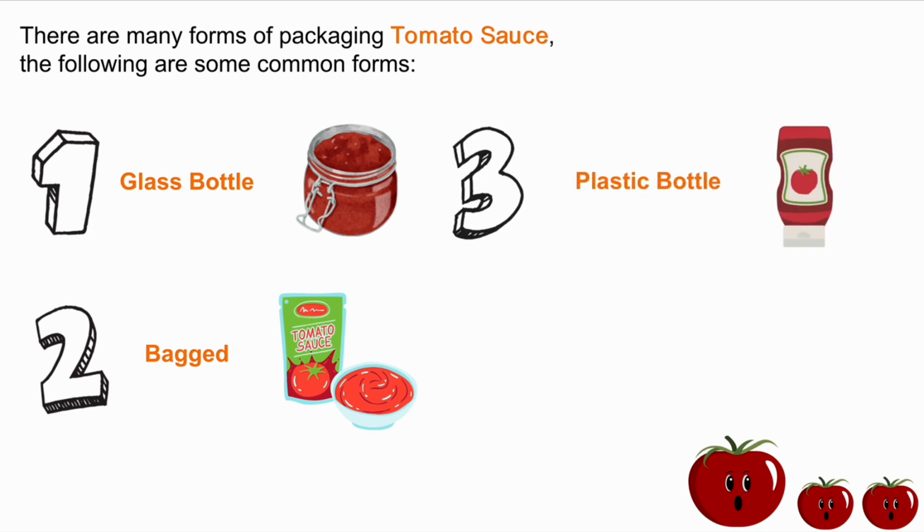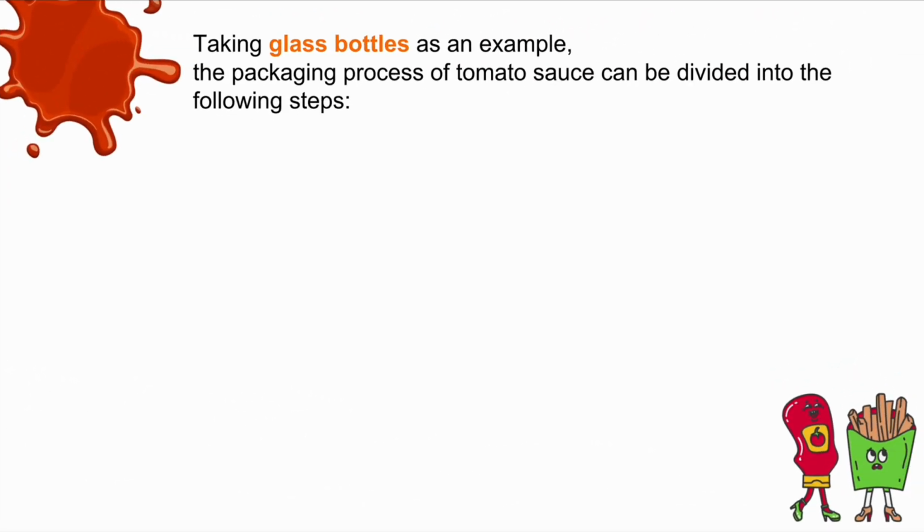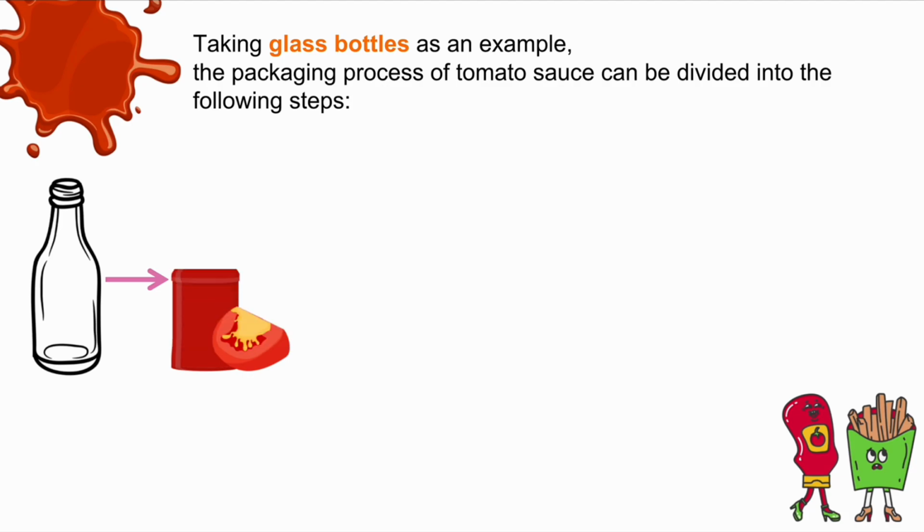Tomato sauce in plastic bottles is usually convenient, lightweight, less prone to cracking, and easy to transport and store. The difference is that tomato sauce in buckets is usually suitable for mass production. Let's take the glass bottle as an example to analyze the packaging process of tomato sauce. The glass bottle should be prepared first. The next step is inversion.